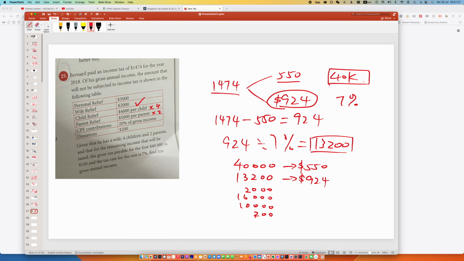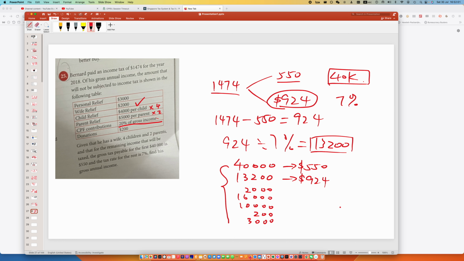Oh, okay. So basically, you assume that he's entitled to all. Yeah. Oh, okay. And okay, given that he has two parents and that for the remaining income that will be taxed. Okay, basically you assume that he has all. Yeah. Take all. And then what? 20% of the gross income. So 20% of the gross income. So then okay, what is this amount first?